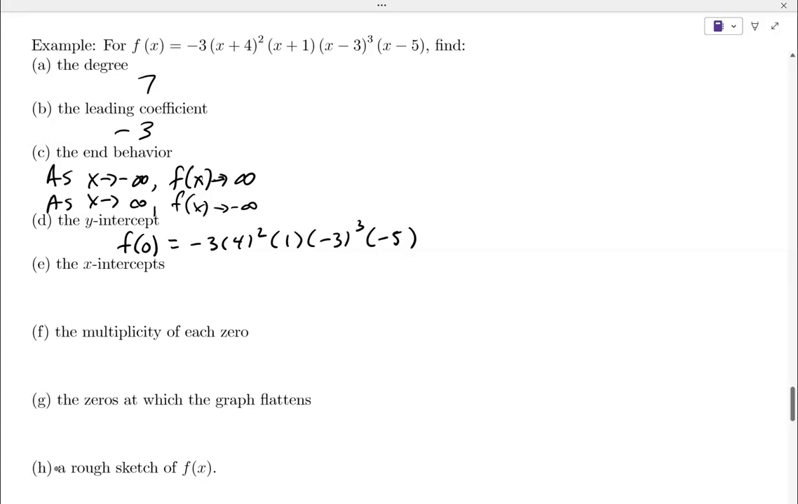If I replace the x with 0, I get a 4 squared for that first factor, just a 1 for the second factor, a -3 cubed for the third factor, and a -5 for that fourth factor. Right? Because I'm just putting 0 in for x. What do you get when you multiply all those numbers together?